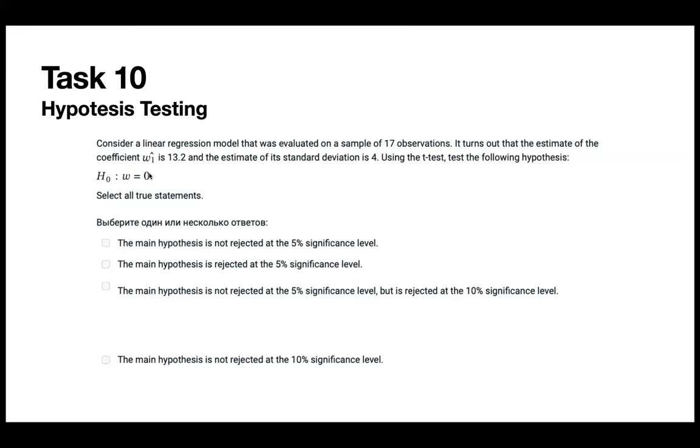For example, we've got here the estimate of the coefficient W, and we want to check our hypothesis that it's equal to 0. And how do we do that? I mean, you just put the numbers in a Python formula and it makes everything clear.